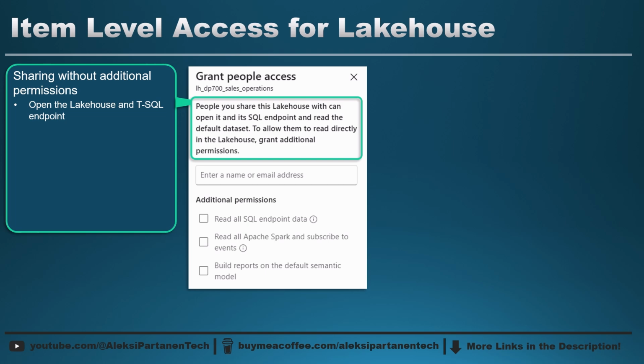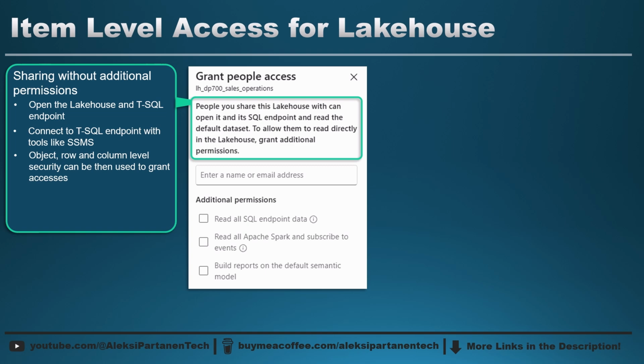However, they can't read any data that is in this lakehouse. So what is the point of sharing lakehouses without any of these additional permissions? Well, the main reason is that since users can now connect to this lakehouse, you can give them more granular object, row and column level accesses that we are going to cover in the next episode.